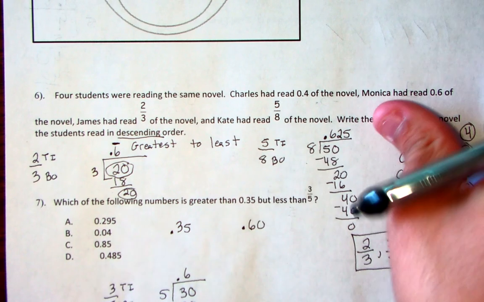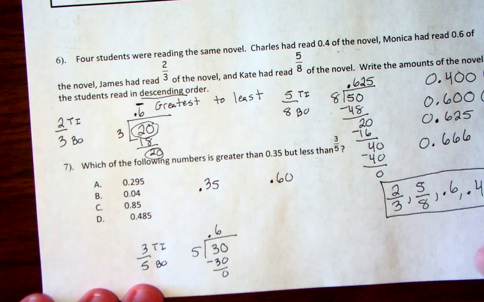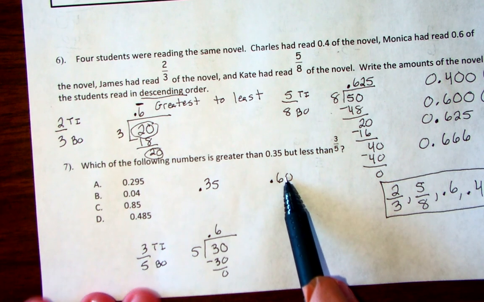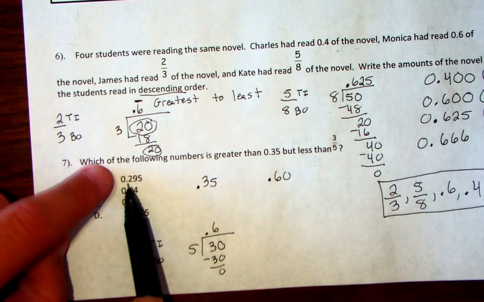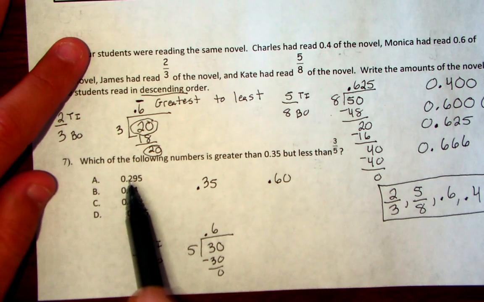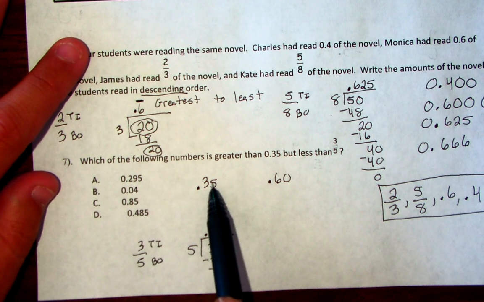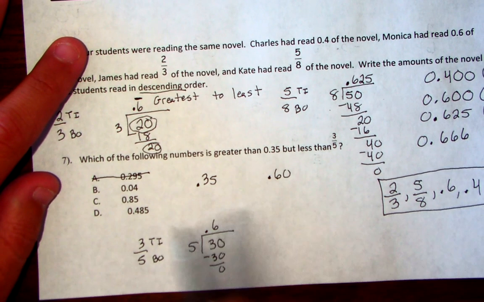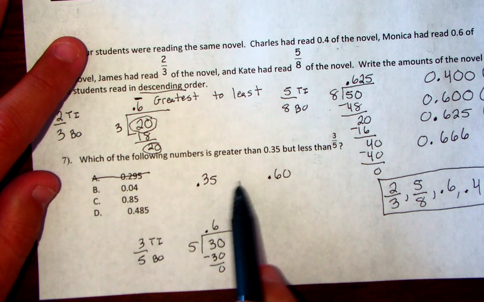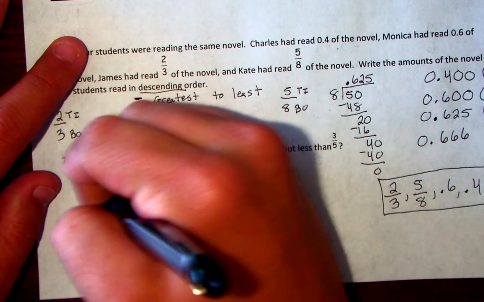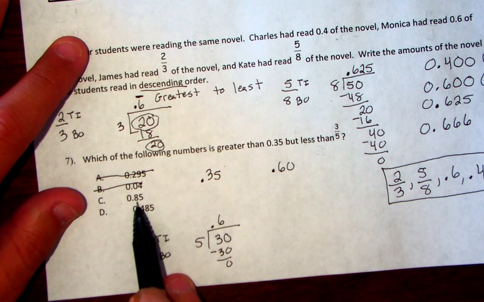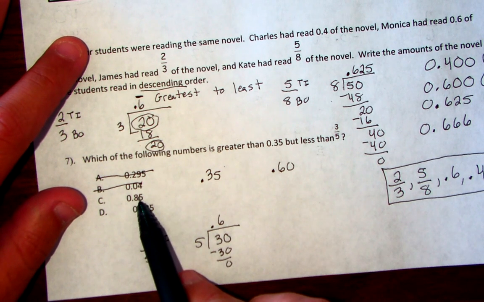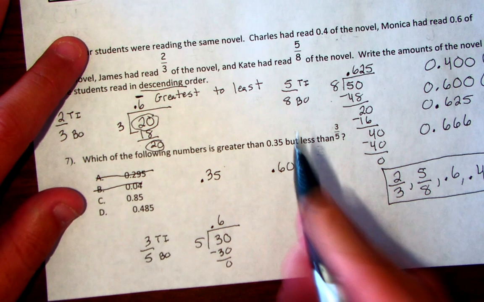So I'm going to use this in terms of money. I need a number that is bigger than 35 cents, but less than 60 cents. So A is about 29.5 cents. Is 29.5 cents bigger than 35 cents? No. Out. Is 4 cents bigger than 35 cents? No. Out. Is 85 cents bigger than 35 cents? Yes, it is. Is 85 cents less than 60 cents? No. Gone.